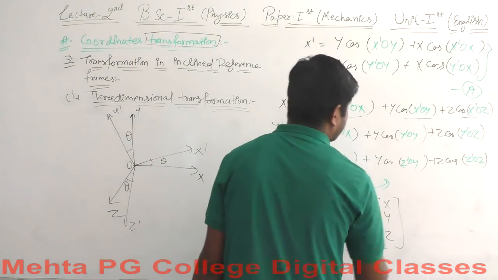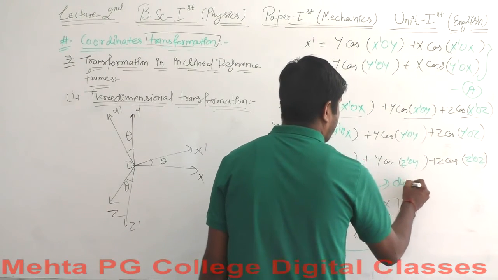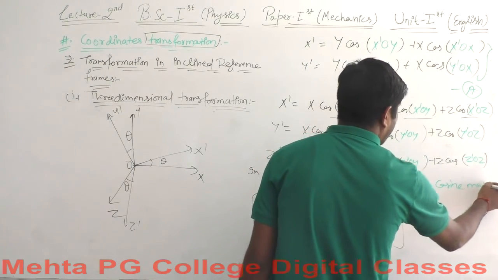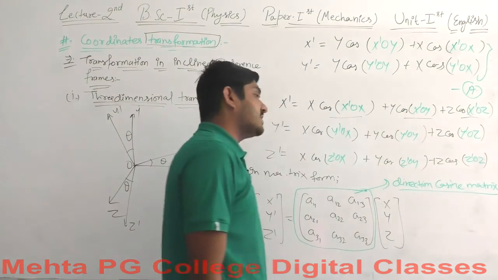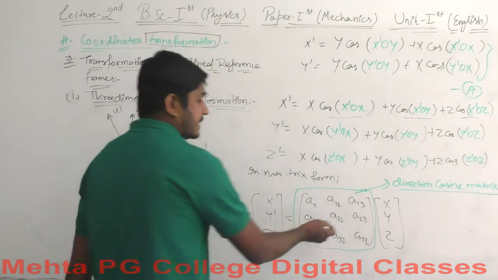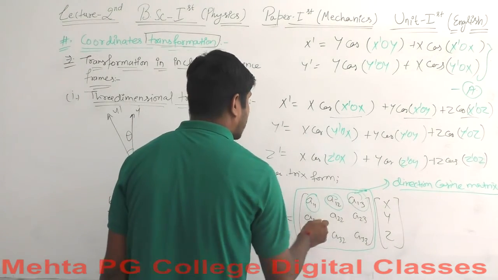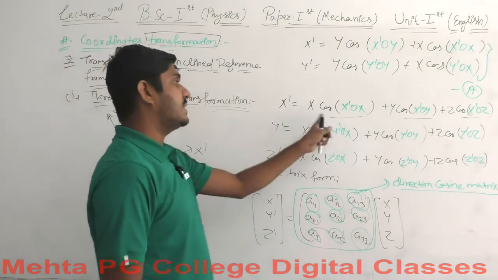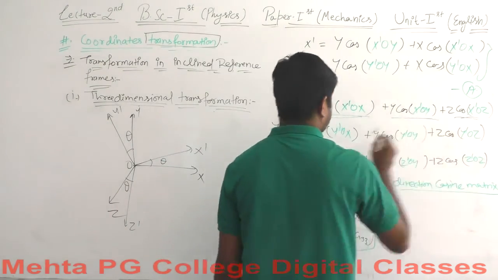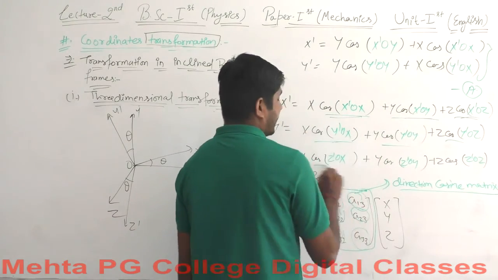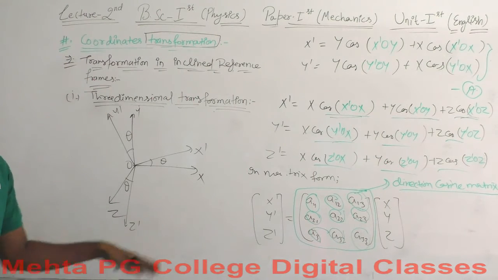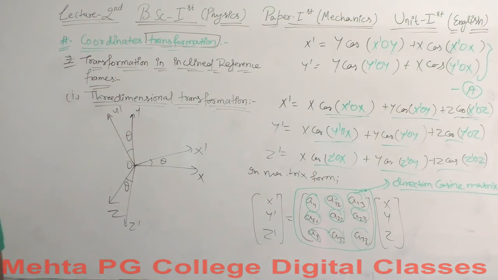is termed as the direction cosine matrix. This is the matrix of direction cosines, because all these entries, a11, a12, a13, and the rest, represent the direction cosines. These are the cos theta, because cos theta represents the directions. So this is the three-dimensional representation for the transformation of displacement.